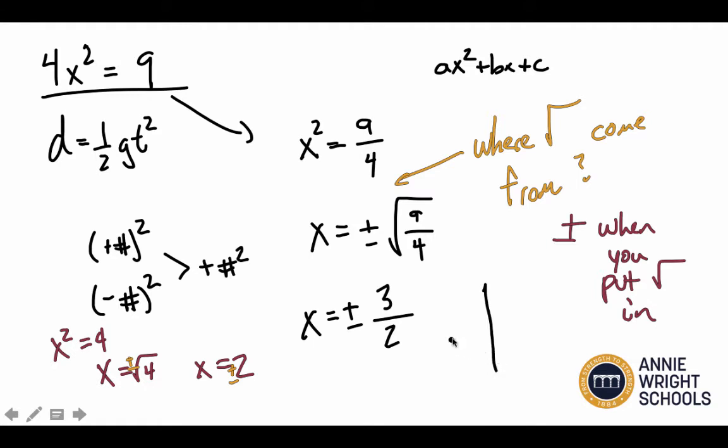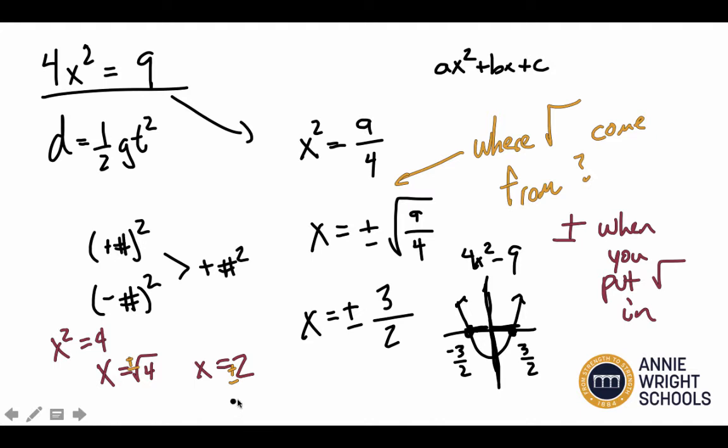Spoiler alert, if you were graphing the function 4x squared minus 9, what you would see is the axis of symmetry going through here on the y-axis. This would be negative 3 halves, and this would be positive 3 halves. They would be equally spaced across that line. Here's the plus, here's the minus.